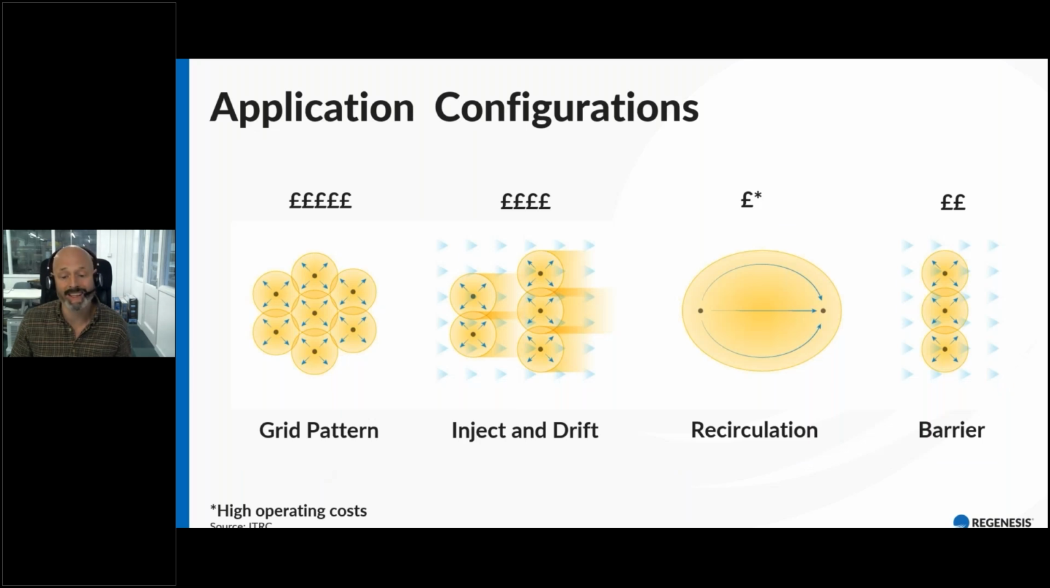We also need to select an application configuration. Do we need to target all of the contaminant mass in a well-defined source area? And if so, we would reach for a grid application pattern, like this one over here on my left. Are we targeting the plume at the site boundary? And in this case, we're going to be designing a barrier or a series of barriers over on the right of the screen. If the aquifer is particularly fast moving, or we have a very large site, we might exploit groundwater movement in the treatment in an inject and drift pattern.